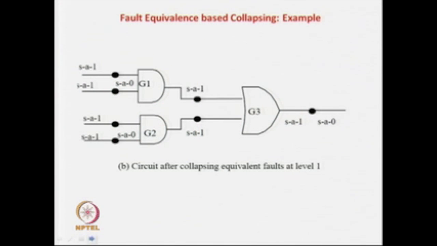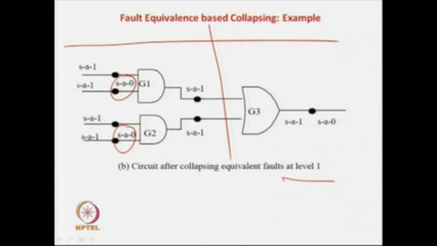So let us see what they have done. We have kept this stuck-at fault, and this one, at level 1. We are going level wise, so this is the first level we have done. In this case this stuck-at 0 fault and this stuck-at 0 fault are merged into this one, and in this case this stuck-at 0 fault and this stuck-at 0 fault are merged over here. So we are remaining with only 2 stuck-at 0 faults.